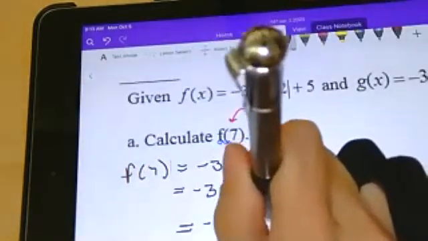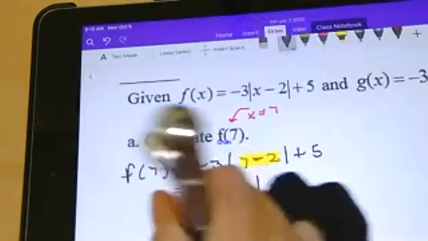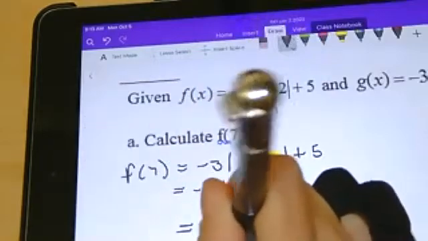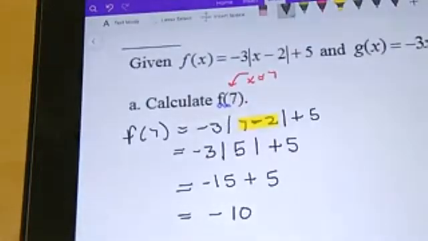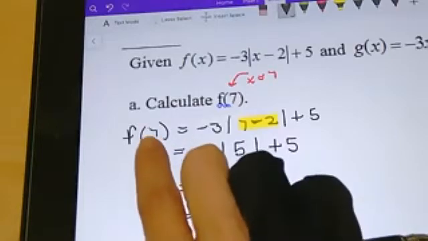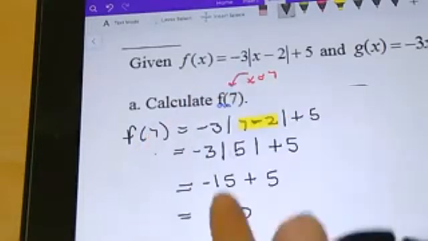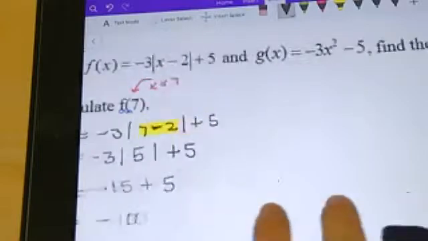And then we have our plus 5. So the last thing we do is we add, and f of 7 will be -10. Okay, so you substitute in the 7 and then simplify it down until you have your output. So when you input a 7 into function f, our output is -10.